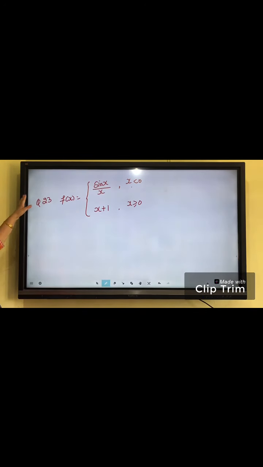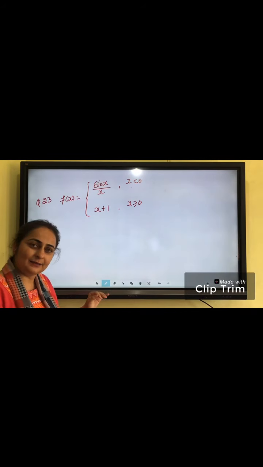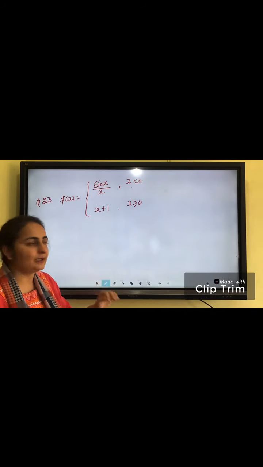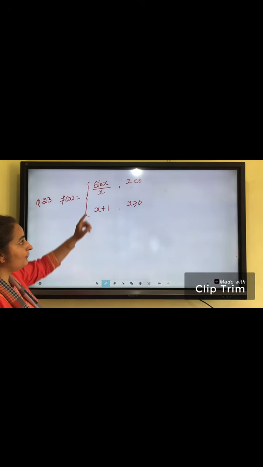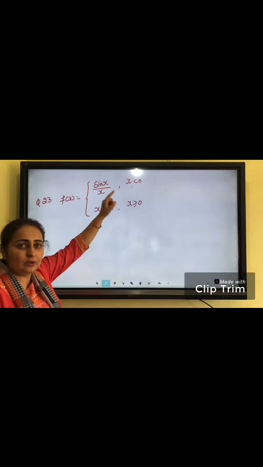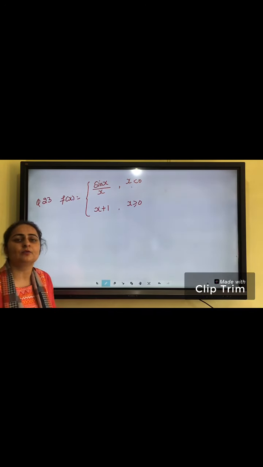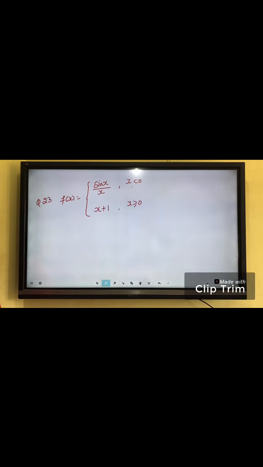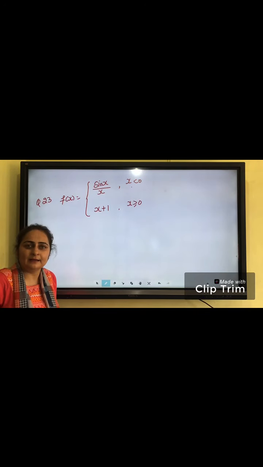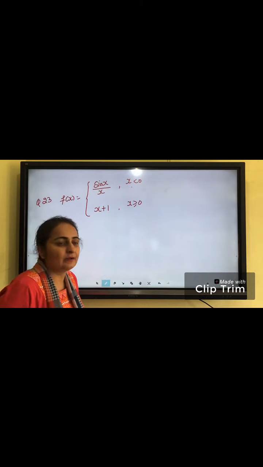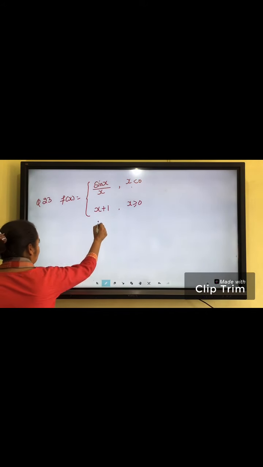In this type of continuity, we discuss three steps. The first step is the left hand limit, the second is the right hand limit, and the third is the value of the function. Where x is less than 0, we find the left hand limit. Where x is greater than 0, we calculate the right hand limit, and for the equal sign, we find the value of the function at that point.